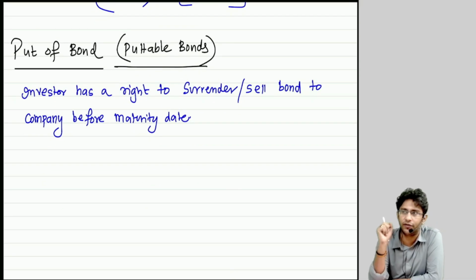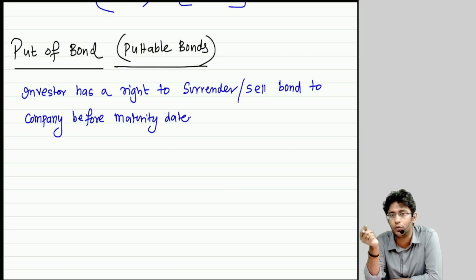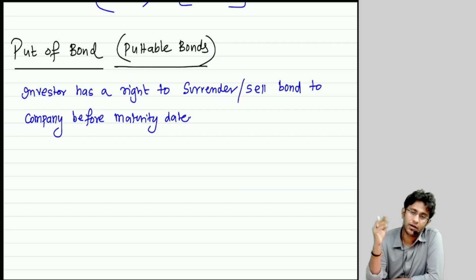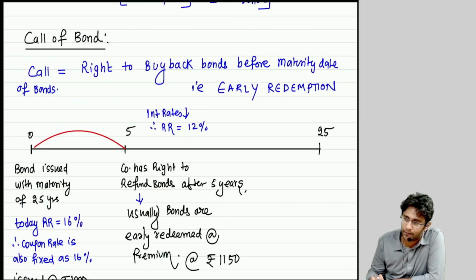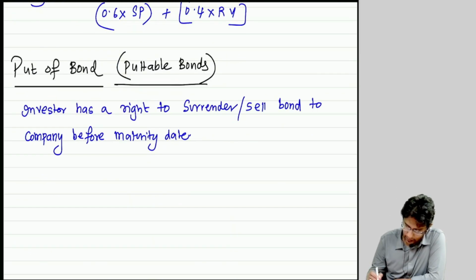What is the difference between call and put? In a call, the company has the right to buy. Here, the investor has the right to sell. From the company's point of view, in the second one I have an obligation to buy. Whereas in the call I have a right to buy. Here I have an obligation to buy.